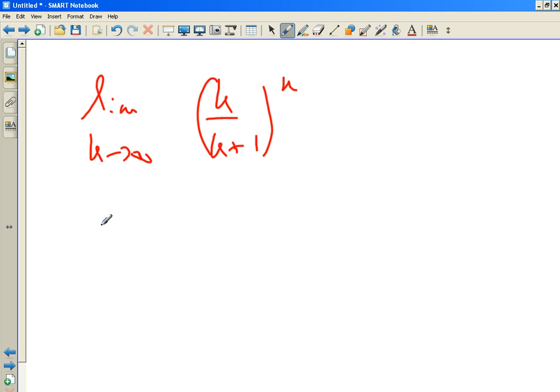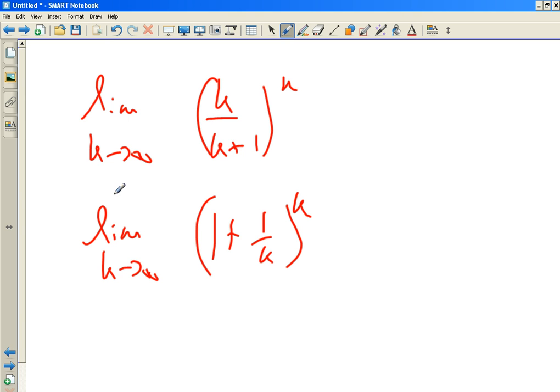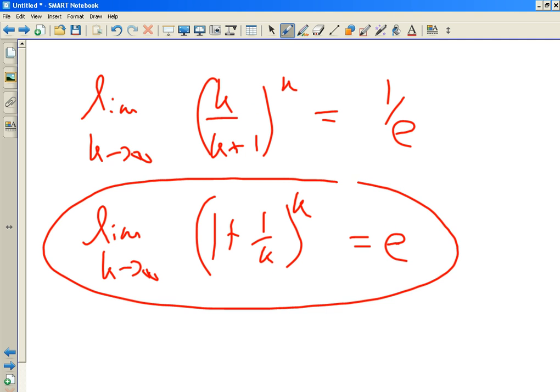But we encountered this before. I don't know if you remember. We had the limit as k goes to infinity of 1 plus 1 over k to the k. We've seen this one before. This was e, and this one's 1 over e. Why must it be so? How is this related to this? This is the definition of e, by the way. It's the reciprocal, the multiplicative inverse.